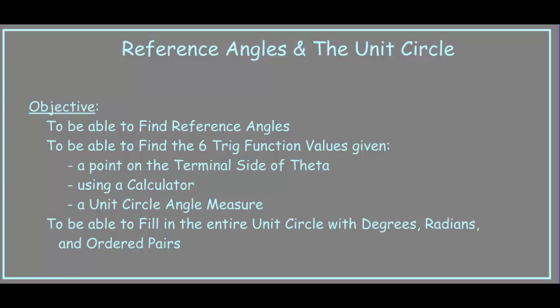Today we're going to be looking at reference angles and the unit circle. Our objectives are to be able to find reference angles, to be able to find the 6 trig function values given a point on the terminal side of theta using a calculator, a unit circle angle measure, and to be able to fill in the entire unit circle with degrees, radians, and their ordered pairs.